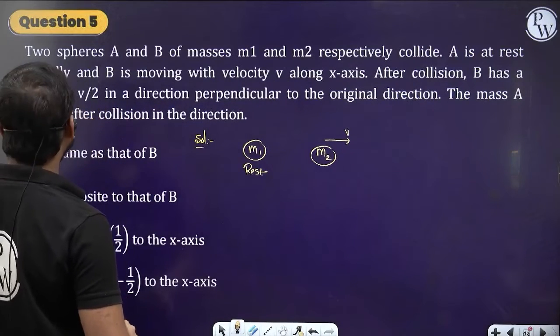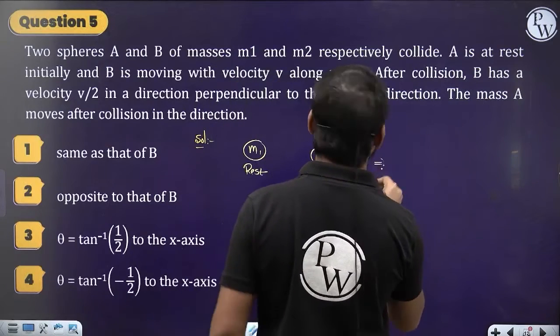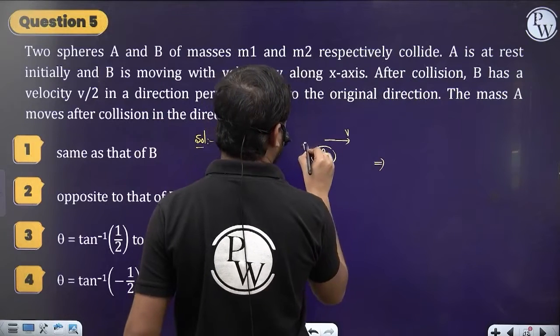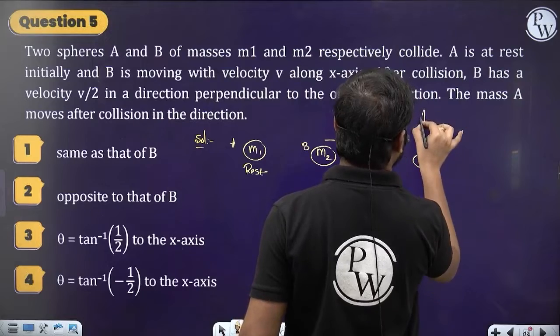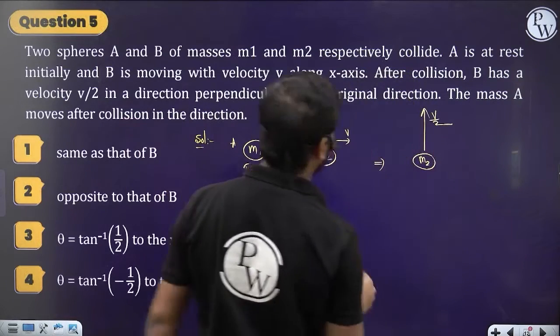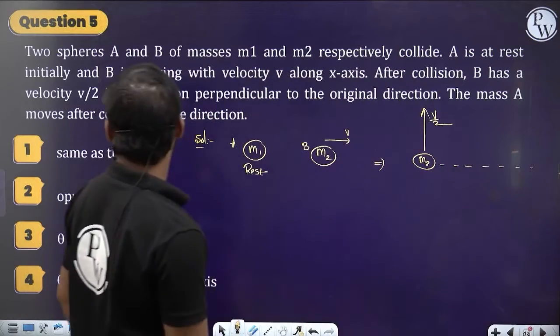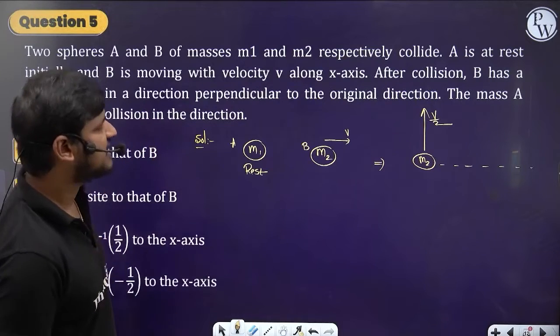After collision, B has a velocity v by 2 in a direction perpendicular to the original line. So this is the A particle and this is the B particle. The B, meaning the m2 body, has a velocity v by 2 perpendicular to the original direction. This is the original direction. So the mass A moves after collision in which direction?